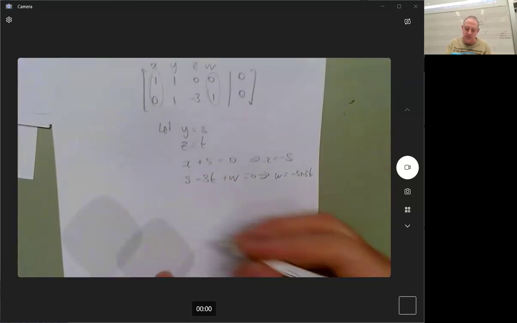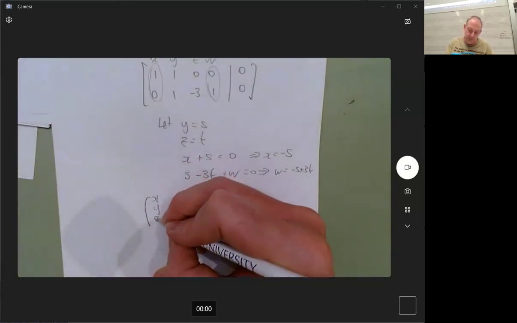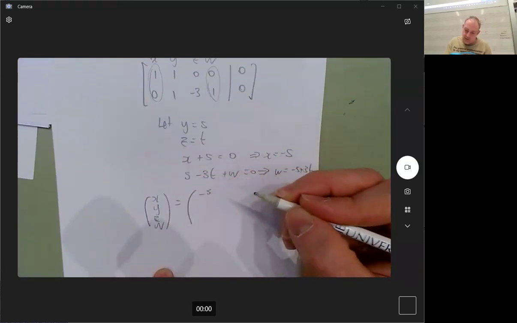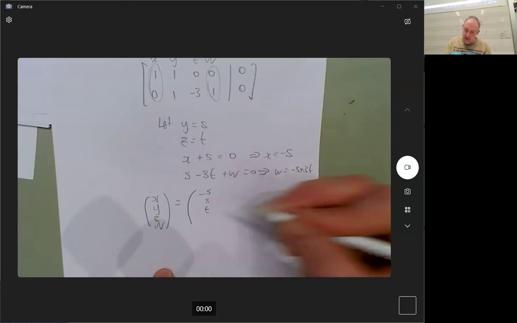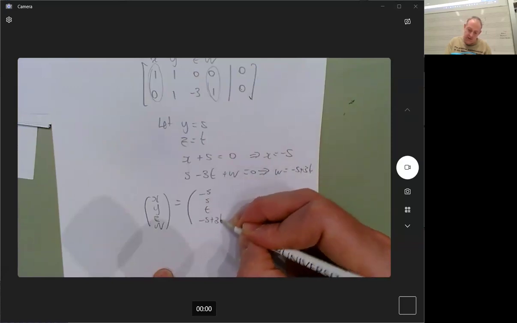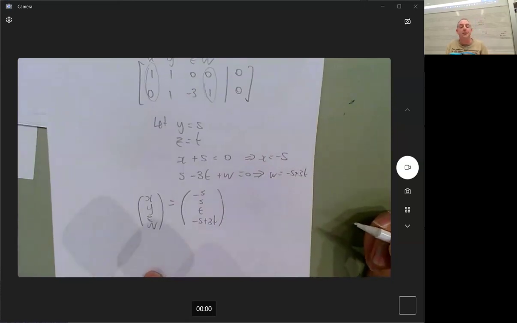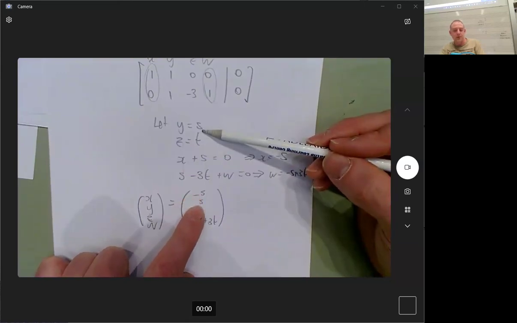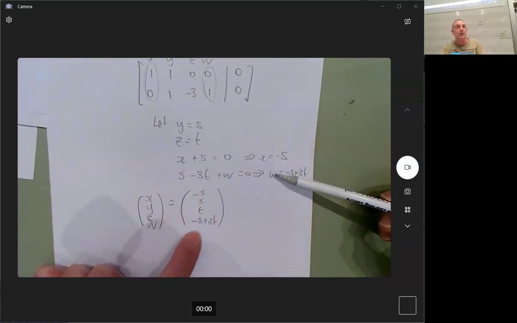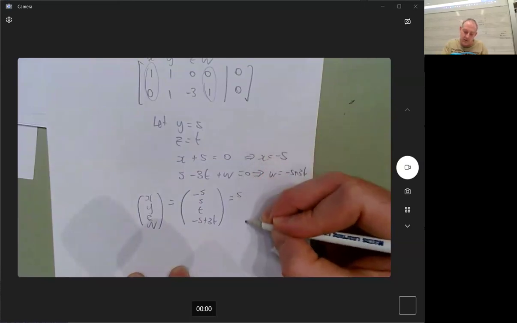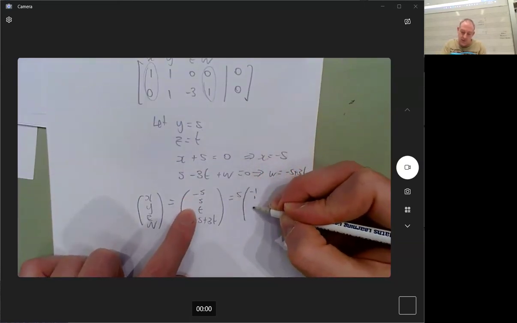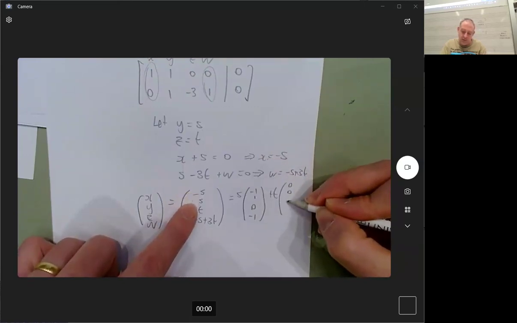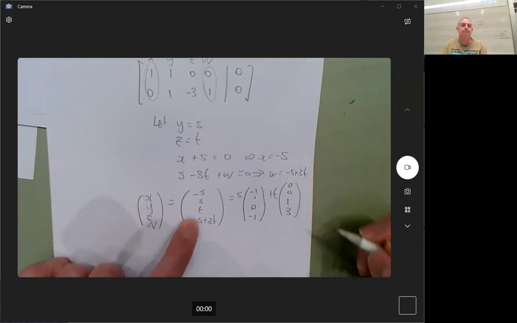And so my vectors are in fact minus s and s and t and minus s plus 3t, like that. So what I've done is I've taken what x is and put it in the first coordinate, what y is and put it in the second coordinate, what z is and put it in the third coordinate, and what w is and put it in the last coordinate. And that is s lots of minus 1s and 1s and no s's and minus 1s, and t lots of no t's and 1t and 3t's.